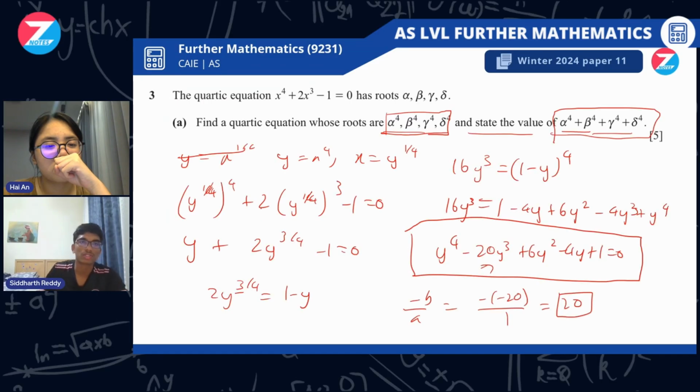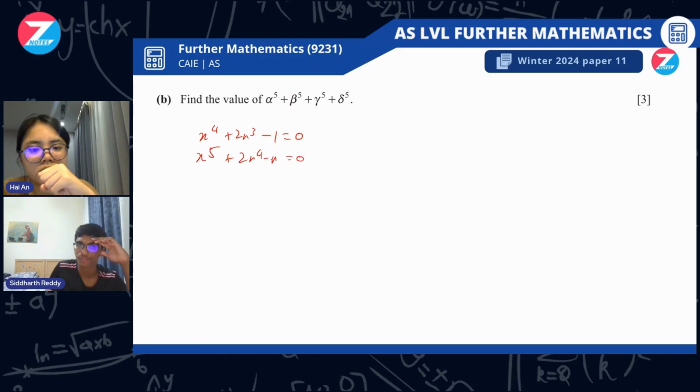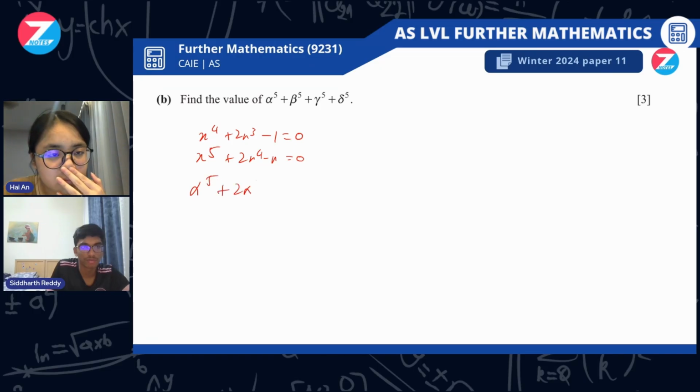So let's take our original equation, which is x to the power 4 plus 2x cubed minus 1 is equal to 0. So we just multiply it by x, we get x to the power 5 plus 2x to the power 4 minus x is equal to 0. So now note this, that each of the things alpha, beta, gamma, delta is a valid solution to this. So we can write alpha to the power 5 plus 2 alpha 4 minus alpha is equal to 0.